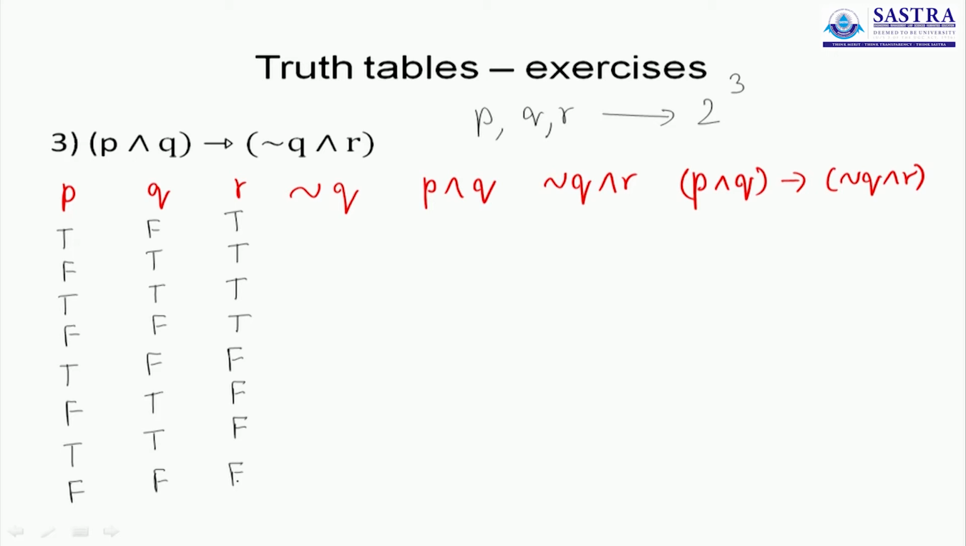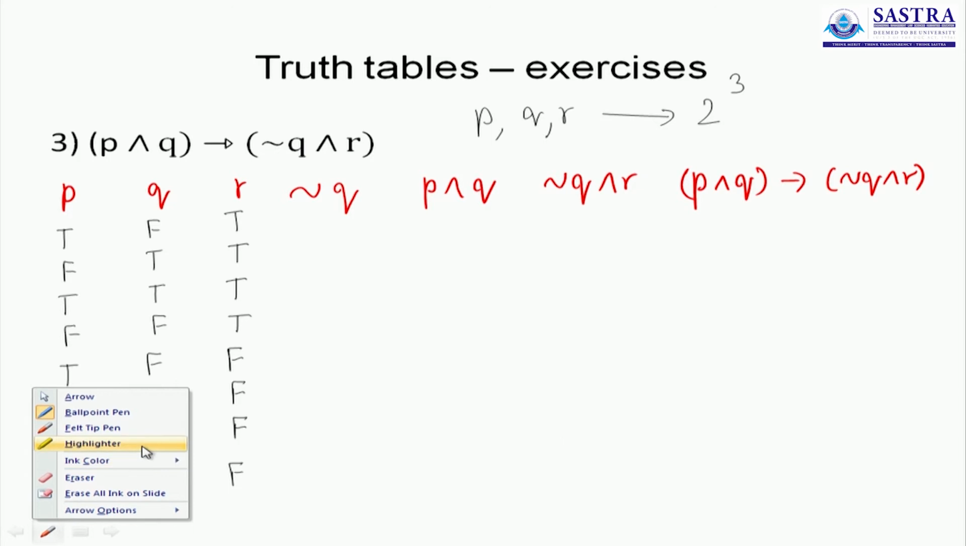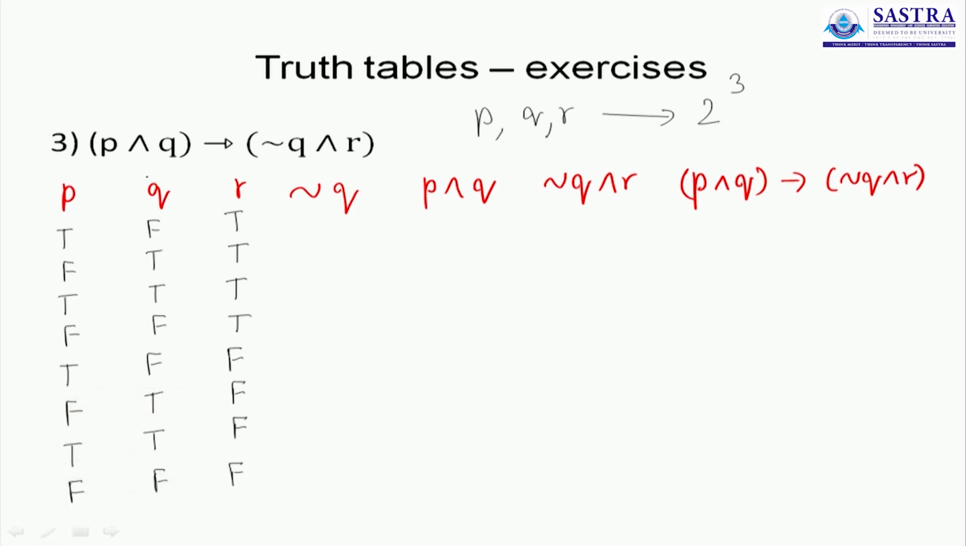How does it work? Look at column 4. Column 4 is a negation operation. You are negating something. What are we negating? You are negating column 2. So the idea is simple. Simply switch all the values.